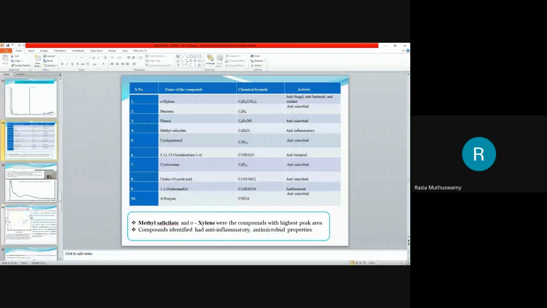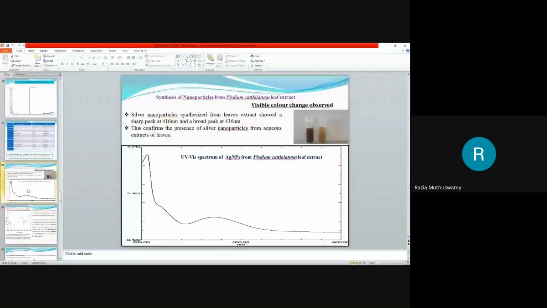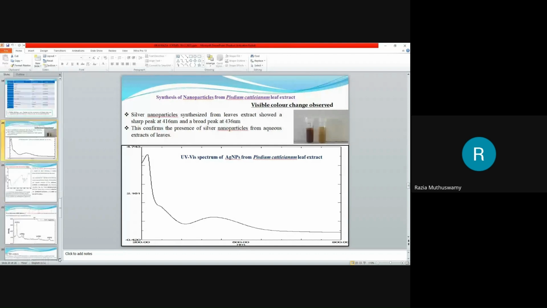So coming to the synthesis of nanoparticles using Psidium cattleianum, that is strawberry guava leaf extract. The silver nanoparticles synthesized from the leaves showed a short peak at 460 nanometer and a broad peak at 436 nanometer. It confirms the presence of silver nanoparticles from the aqueous extract of leaves.